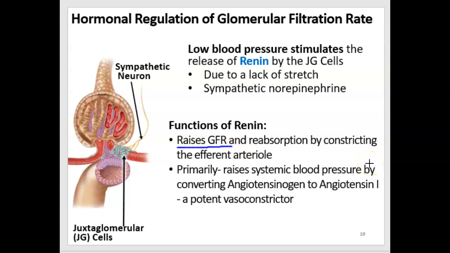And it does so in a different way. It does so by constricting the efferent arteriole. The other thing it does is it raises systemic blood pressure, renin does, by activating downstream many other hormones, particularly angiotensin. This is a potent vasoconstrictor, and so your blood pressure will go up.